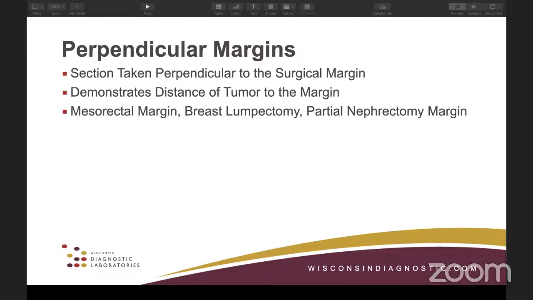So your mesorectal margin, that's going to be a perpendicular margin. Breast lumpectomy, pretty much the whole surface of a breast lumpectomy is a surgical margin, and you often take those as perpendicular margins. And then a partial nephrectomy margin, which I'll show you a video of later, those are going to be perpendicular margins as well.